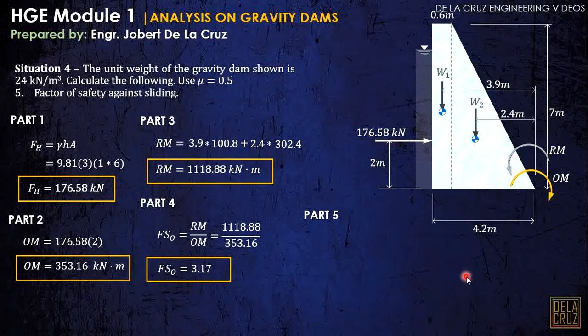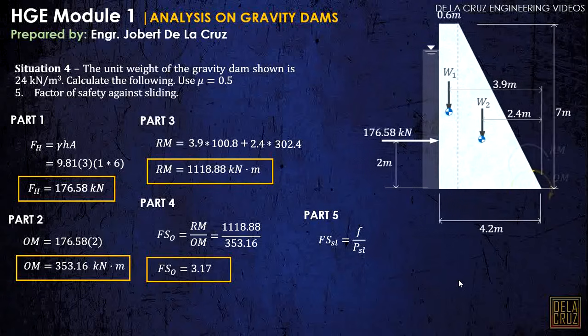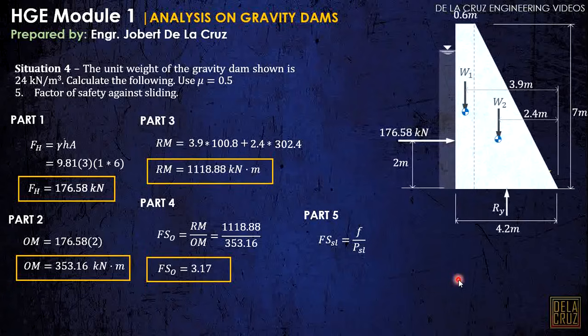Okay, look at the animation, ha? And by the way, ito yung formula. The frictional force or maximum available friction divided by the PSL. I denoted this as P sub SL, meaning yung force na magpapaslide sa ating dam. Okay, look at the animation. Ganito yan. Pag sobrang laki na yung force na magpapaslide dito, may probability na magsaslide yung dam natin pag ganyan or magtra-translate. Okay? I hope klaro ito. Ibalik natin.